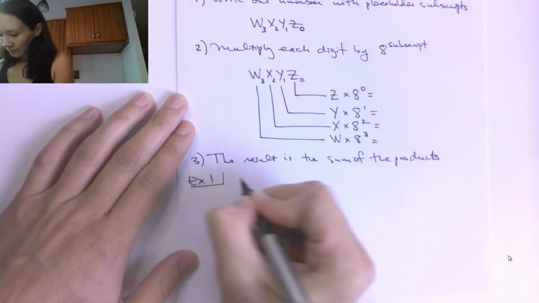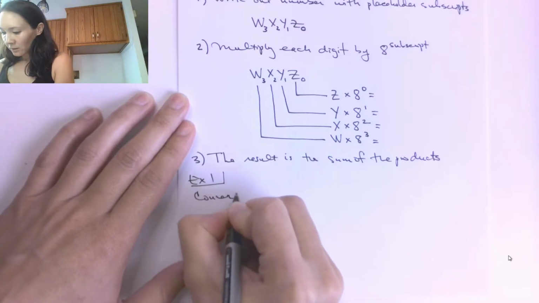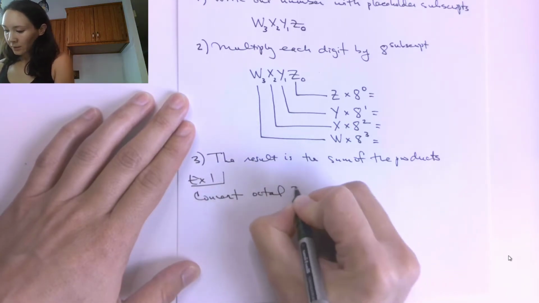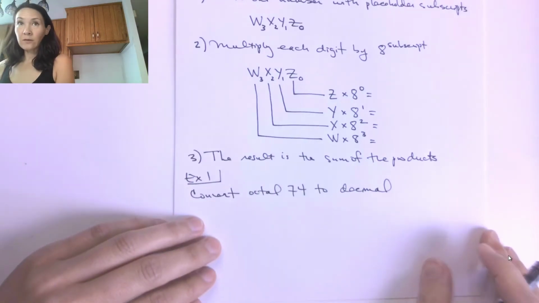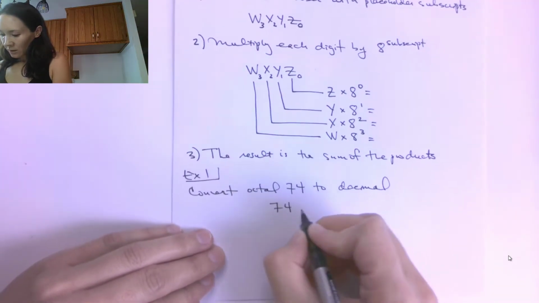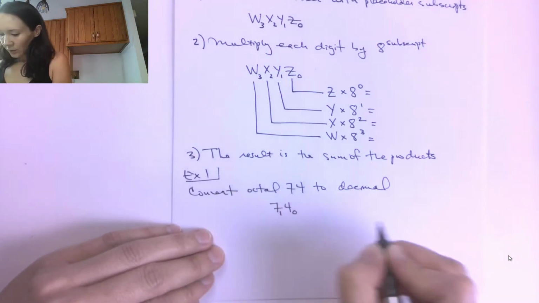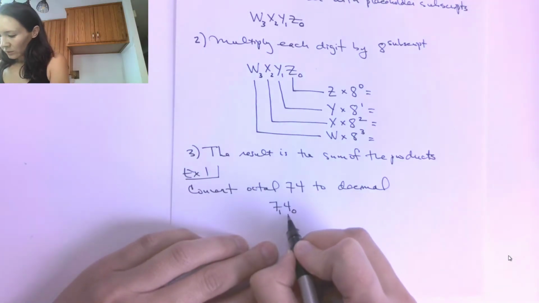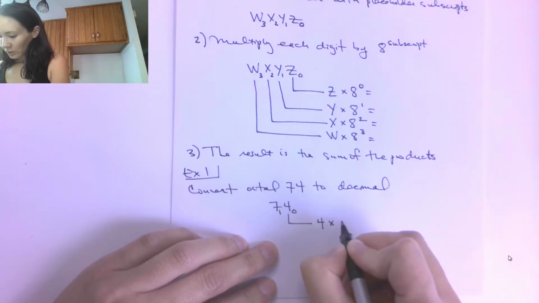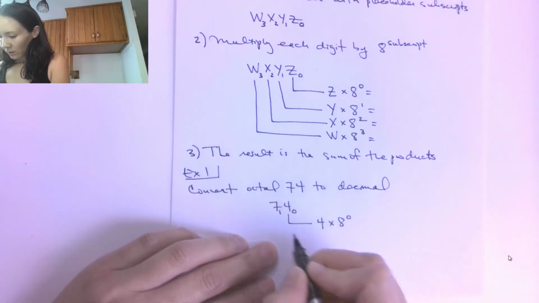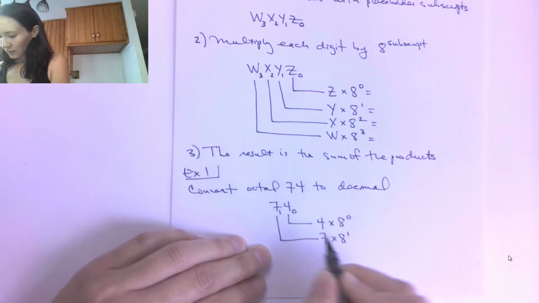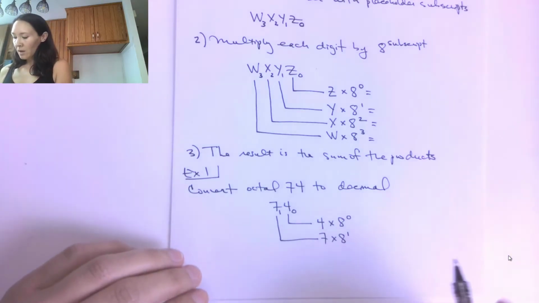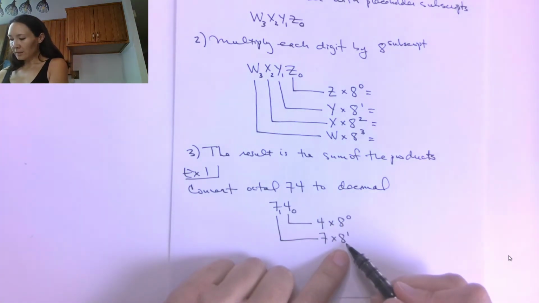So example 1, let's convert octal 74 to decimal. Alright, so the first step, we write out 74, we put our placeholder subscripts, and then we take the digit, this is 4, and we multiply it by 8 to the 0. Then we take 7, and we multiply that by 8 to the first, because 1 is a subscript on the 7. Okay, and the reason why this is an 8 is because we're going from octal to decimal.